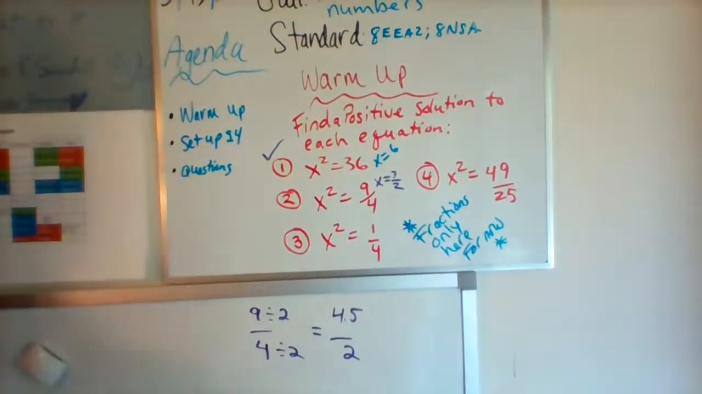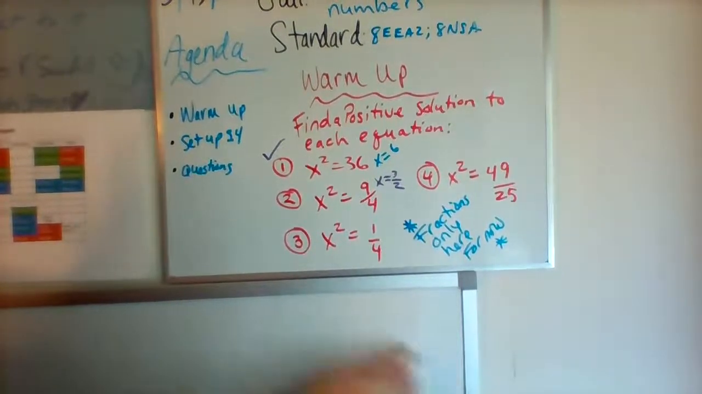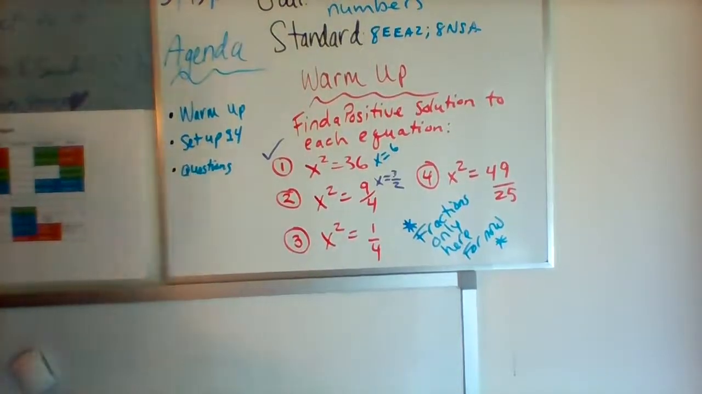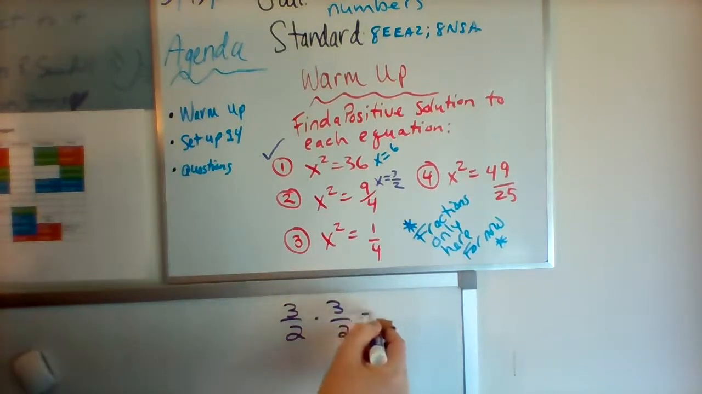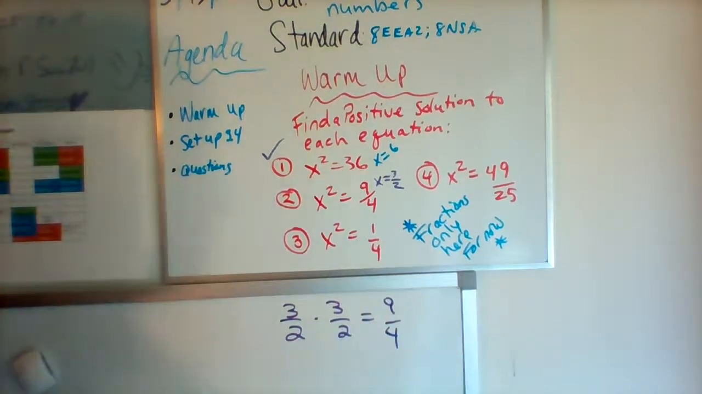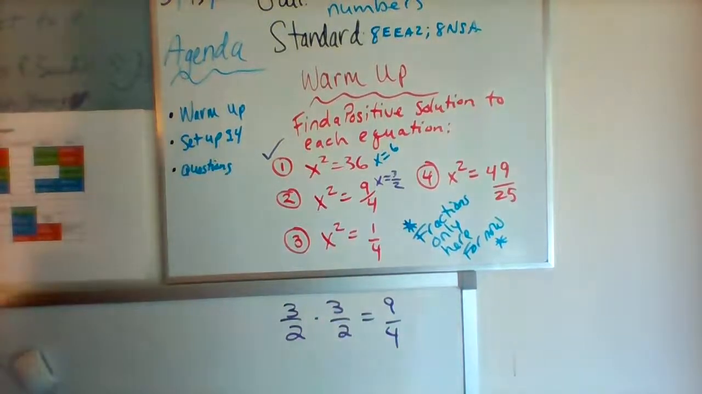Ah, now we've woken up. Oh boy. Okay, so now Thais is bringing in some other logic. She says we could check it because 3 halves times 3 halves is going to give us 9/4. Okay, so that's obviously true, right? 3 times 3 is 9, 2 times 2 is 4.